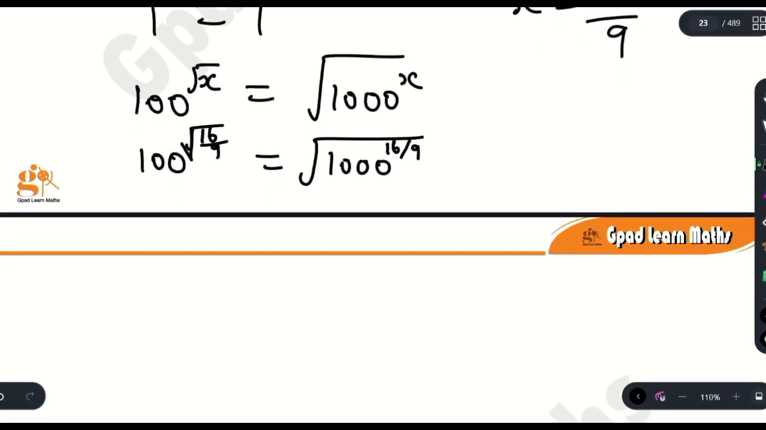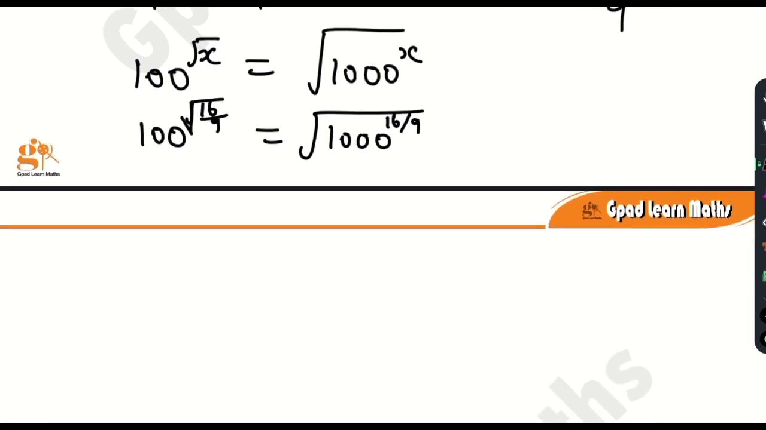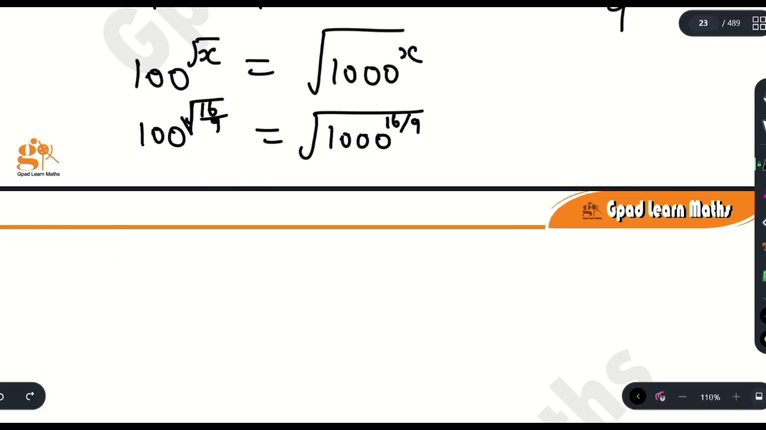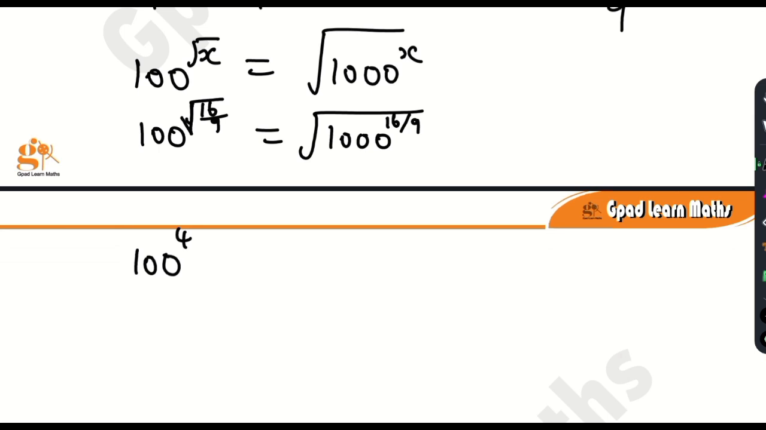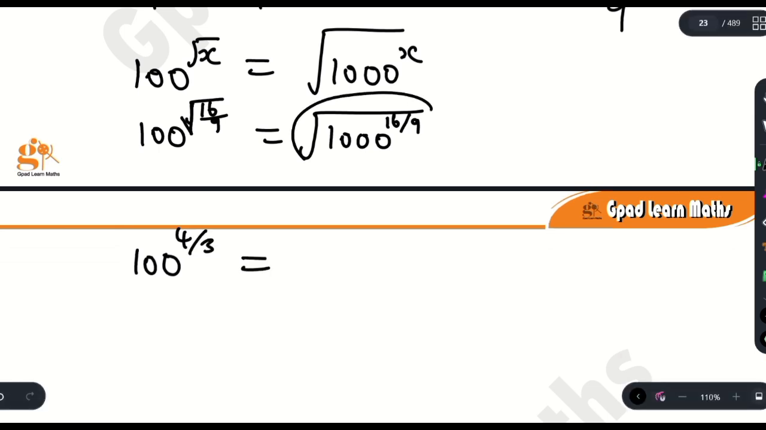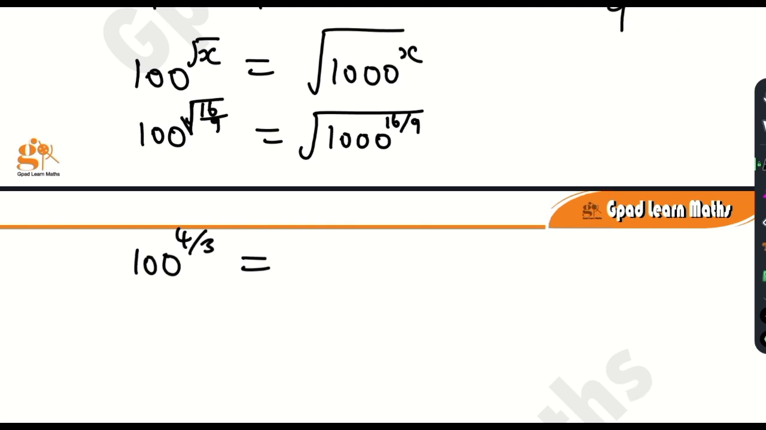Okay. Now, what is the square root of 16 over 9 from here? It is 4 over 3. So I'm going to write 100 raised to the power of 4 over 3 is equal to, what about this on the right hand side? Remember, this square root can be expressed as an exponent of half. So it's going to be 1000 raised to the power of 16 over 9 times what? 1 over 2. Again, exponent of half is the square root of that value.